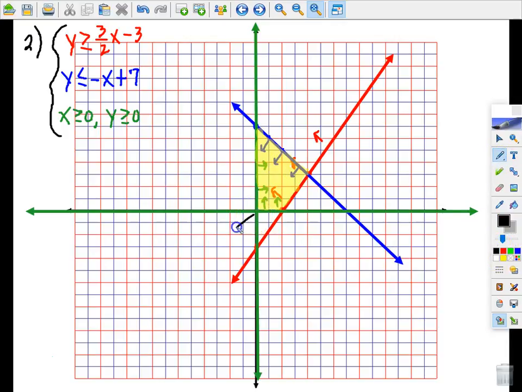We have the origin, of course, (0, 0). We have this point up here that's on the edge of the feasible region. That's the point (0, 7). We have this point right here, which is the point (2, 0). And then we have this one, which is (4, 3).